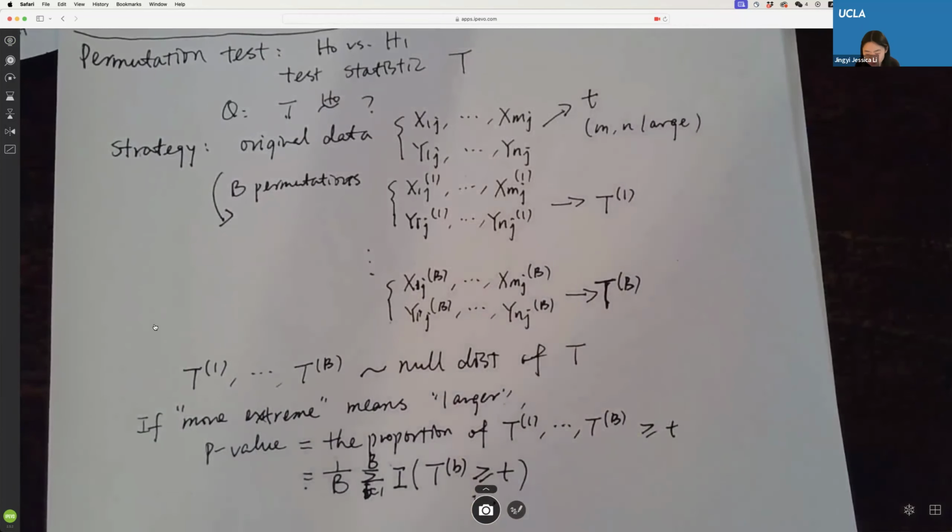Okay, so any questions so far before we continue? I think that's what I hope to say for doing one single statistical test for each gene. And as a result, we will get one p-value for each gene.